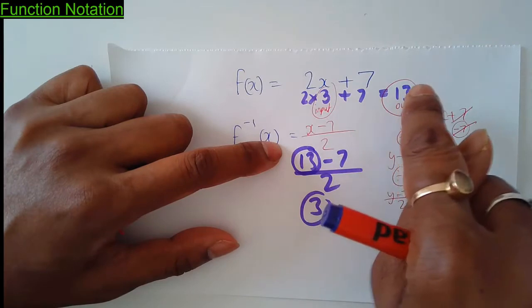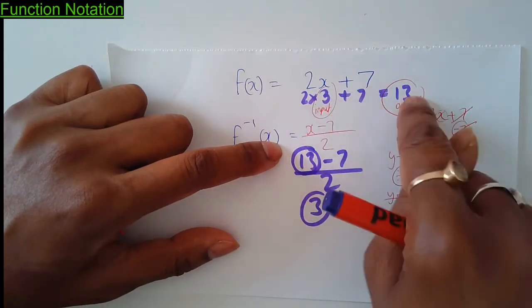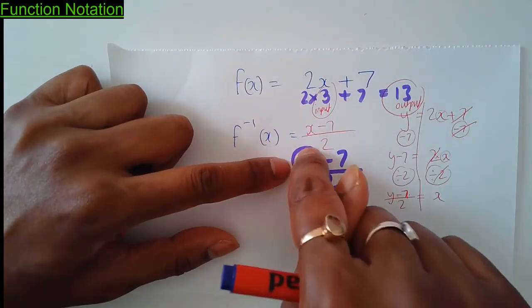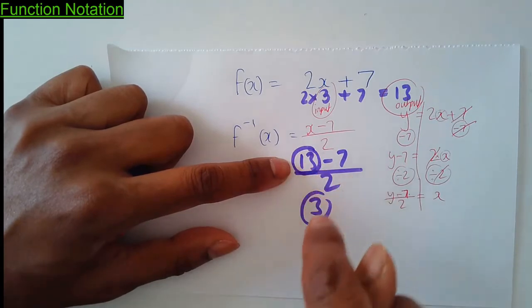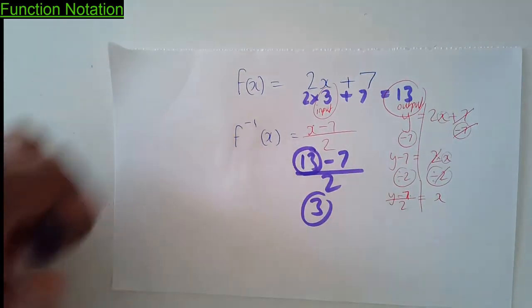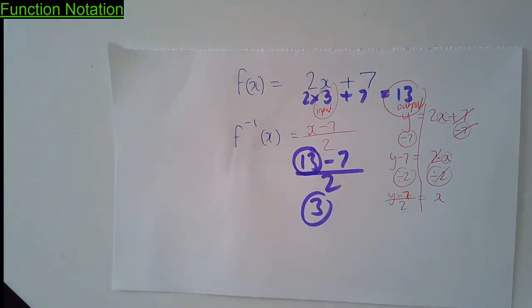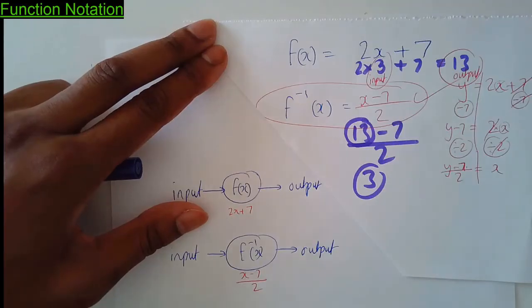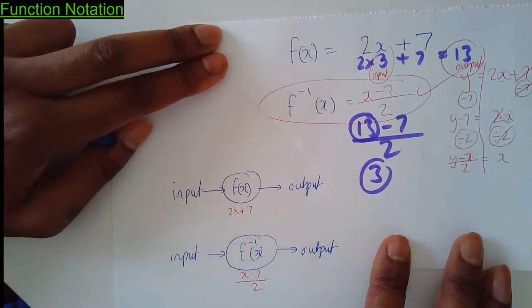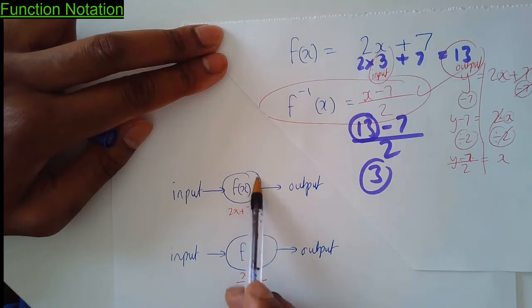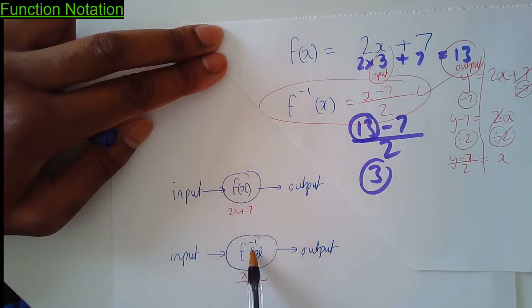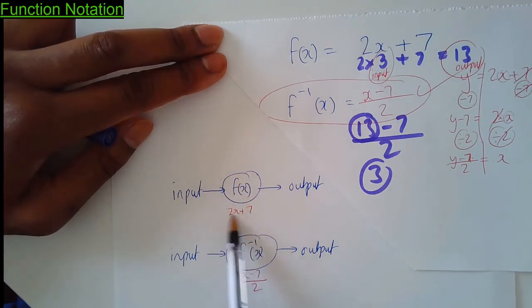Look, here the input was 3, the output is 13. But here I've made the input 13 and I got the output as 3. Inverse operation, inverse function. I'm going to explain this in a slightly different way. Remember, this is our function, f of x, and that's its inverse function. The original function is 2x plus 7, and its inverse is x minus 7 over 2.